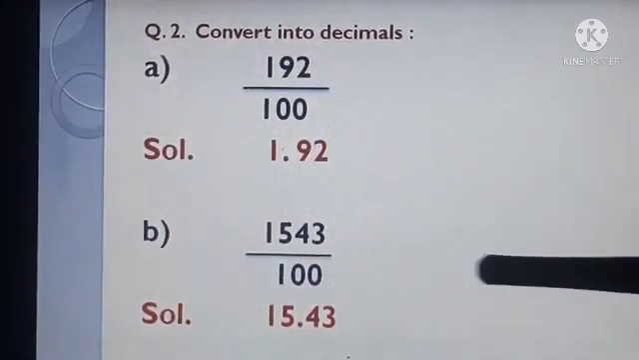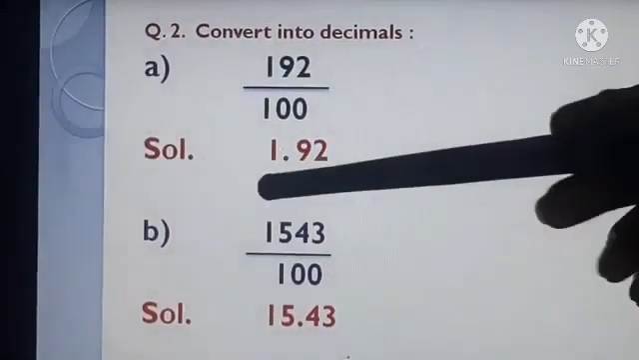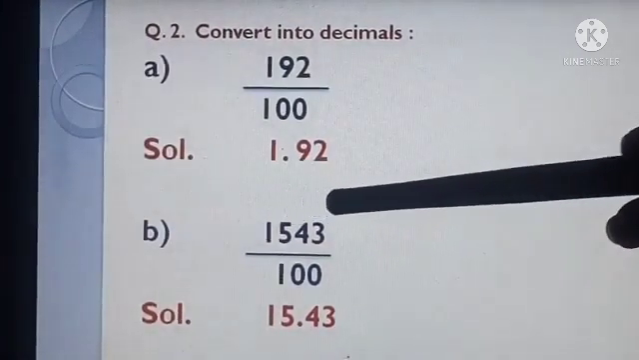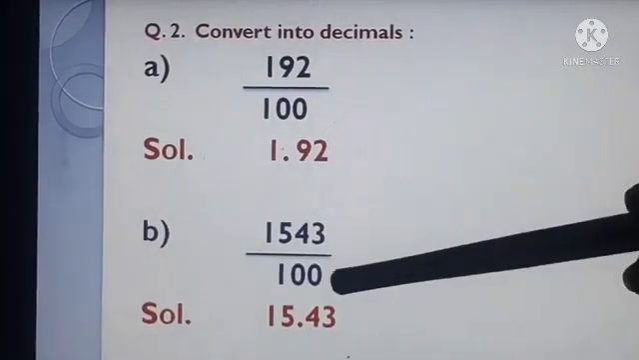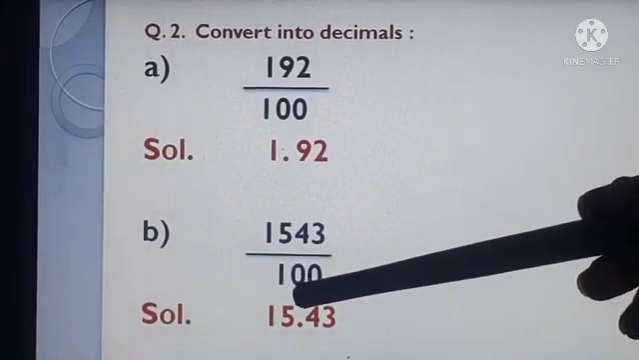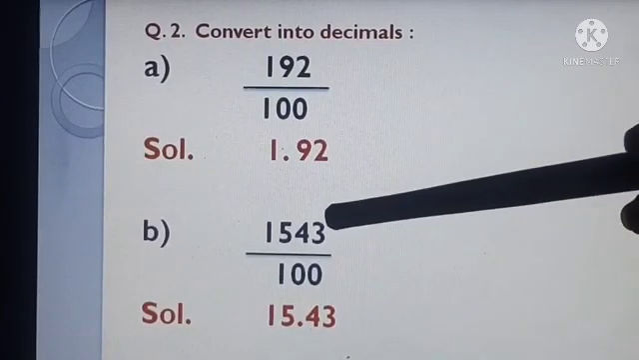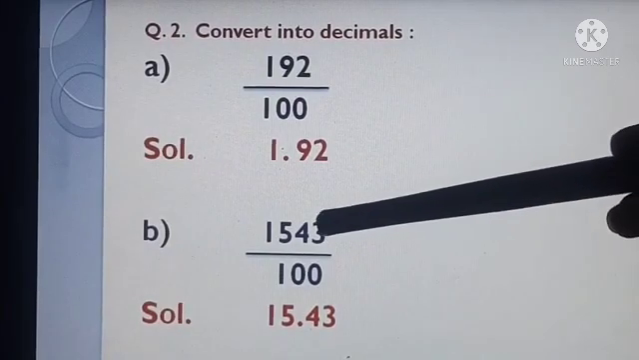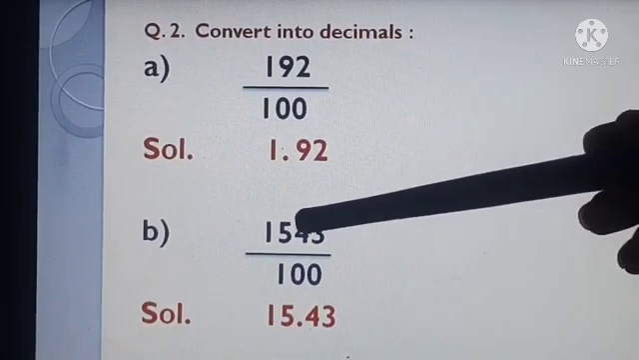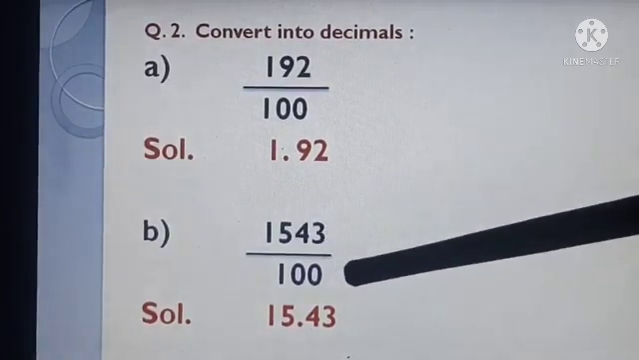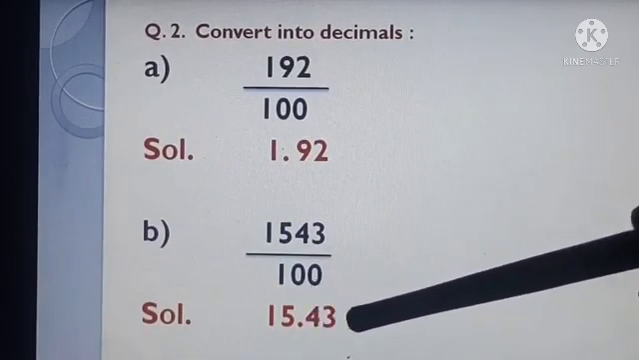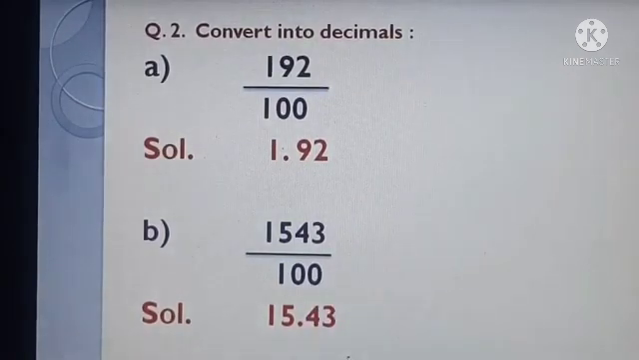See the next part again so that you can understand. 1543 upon 100. In the denominator how many zeros are there? 2. Now start counting the digits from the ones place. 1 and 2. Here you are going to put the decimal. So our answer will become 15.43. Right?